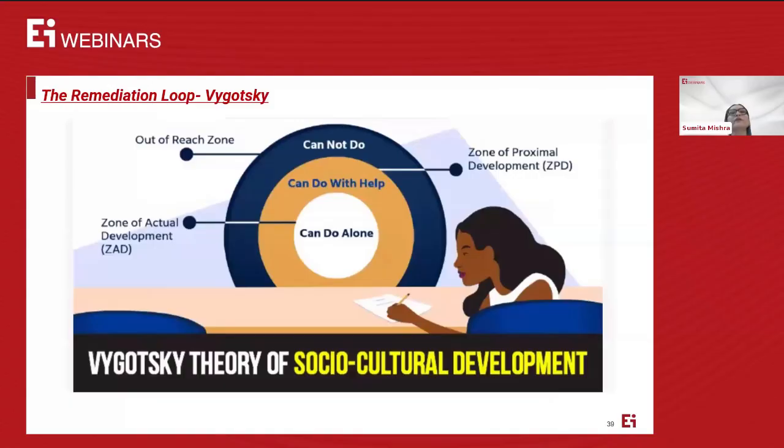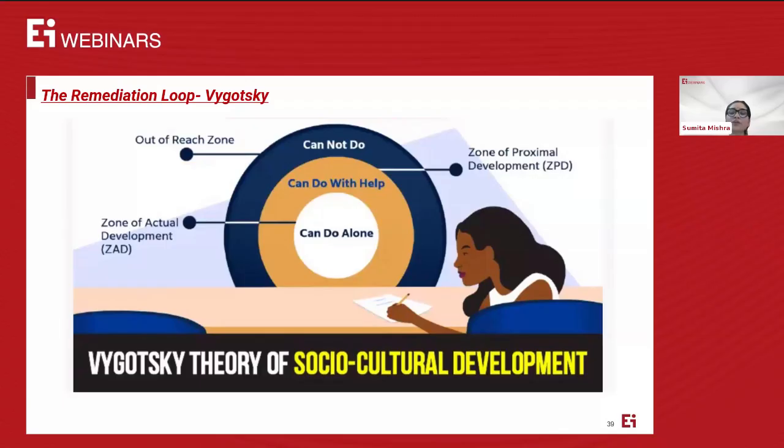So before we close this session, we would like to introduce this very interesting concept of the remediation loop that comes from Vygotsky's theory of sociocultural development. What this essentially says is that students are not individual learners, but cultural learners, which means that the culture in which every student operates has a great bearing on his or her cognitive development. So there are three zones that he suggests.